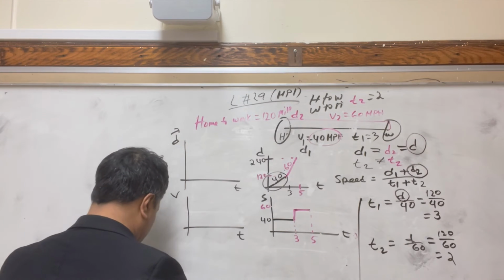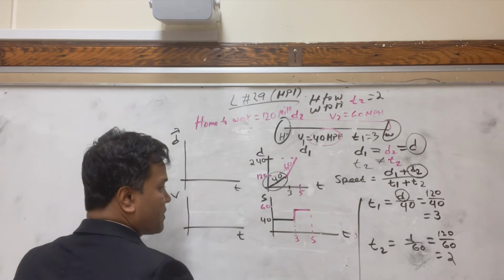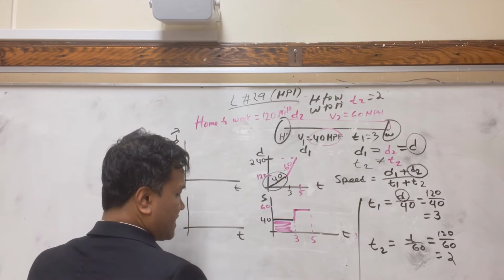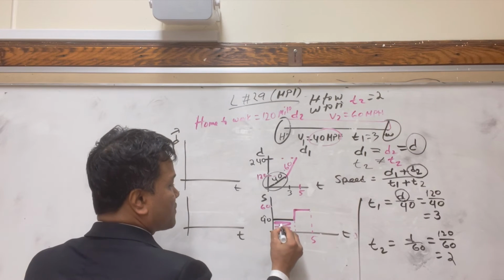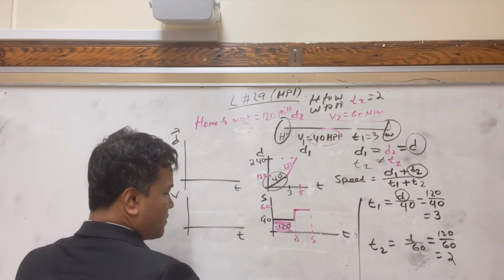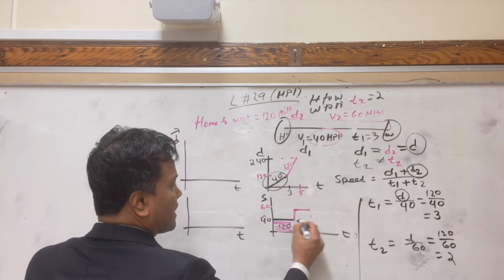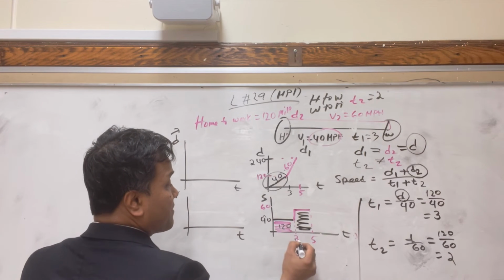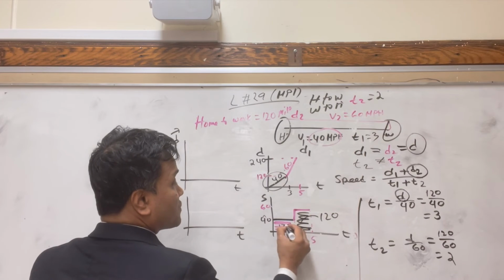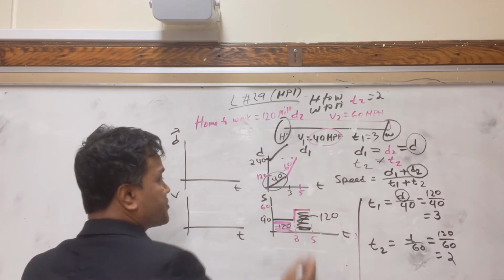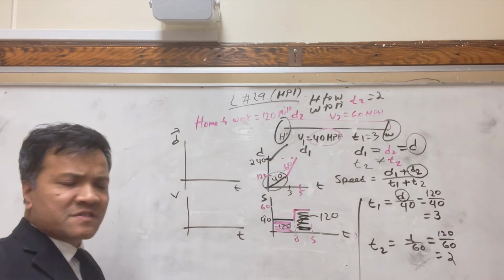Now the area under the graph would be what? The area under the graph would be 40 times 3, 120. The area under the graph would be 60 times 5 minus 3, 120. 120 plus 120 is 240. Check. Magic. Physics is magic.